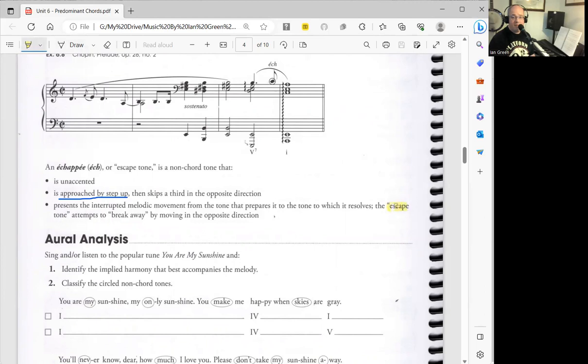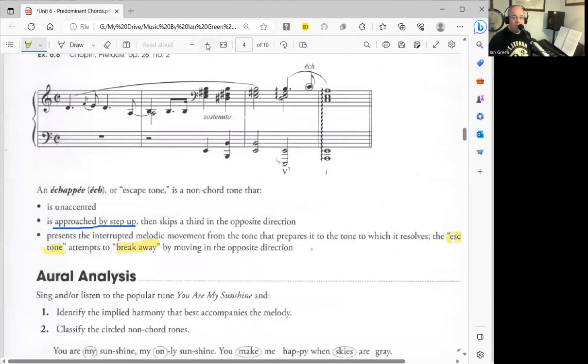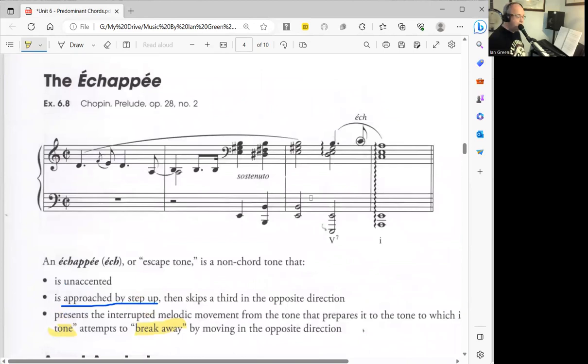And hence the name escape tone, which is basically what échappé means in French, or also to break away from the direction of the music. So if I were to play the piece, this example, I'll just make it a little bit bigger.